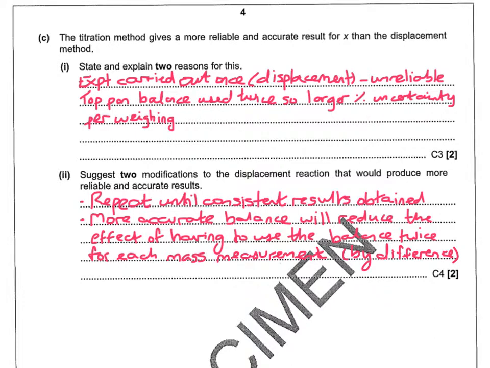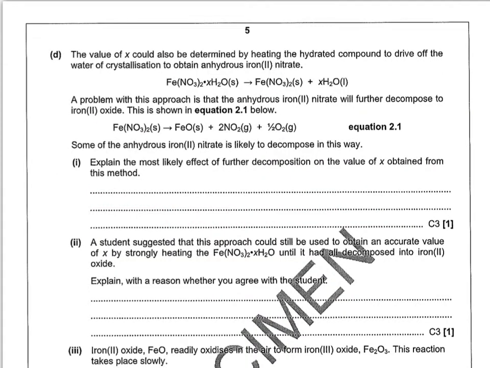Now the difficulty with that is the iron(II) nitrate further decomposes according to the equation 2.1 that they give you. And therefore it says some of the anhydrous iron(II) nitrate is likely to do this. So you need to think about the most likely effect of further decomposition like this on the value of x obtained. What will happen is x will be increased, because the loss of nitrogen dioxide and oxygen gases could also be mistaken for additional water loss. So the total loss of mass that you measure will be greater than the loss of mass that's due to H2O only, which is what you're trying to identify.